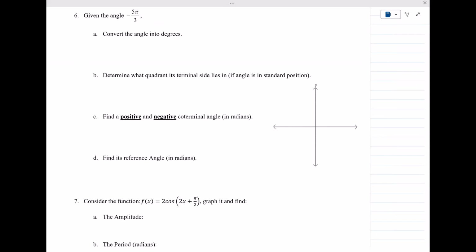All right, for number 6, first question is to convert it into degrees. What we're going to do in order to do that is multiply by what you want over what you don't want. So if we want degrees, we're going to multiply by 180 over pi. By doing that, the pi's cancel, and you just have to type into your calculator, negative 5 times 180 divided by 3. And this is negative 300 degrees.